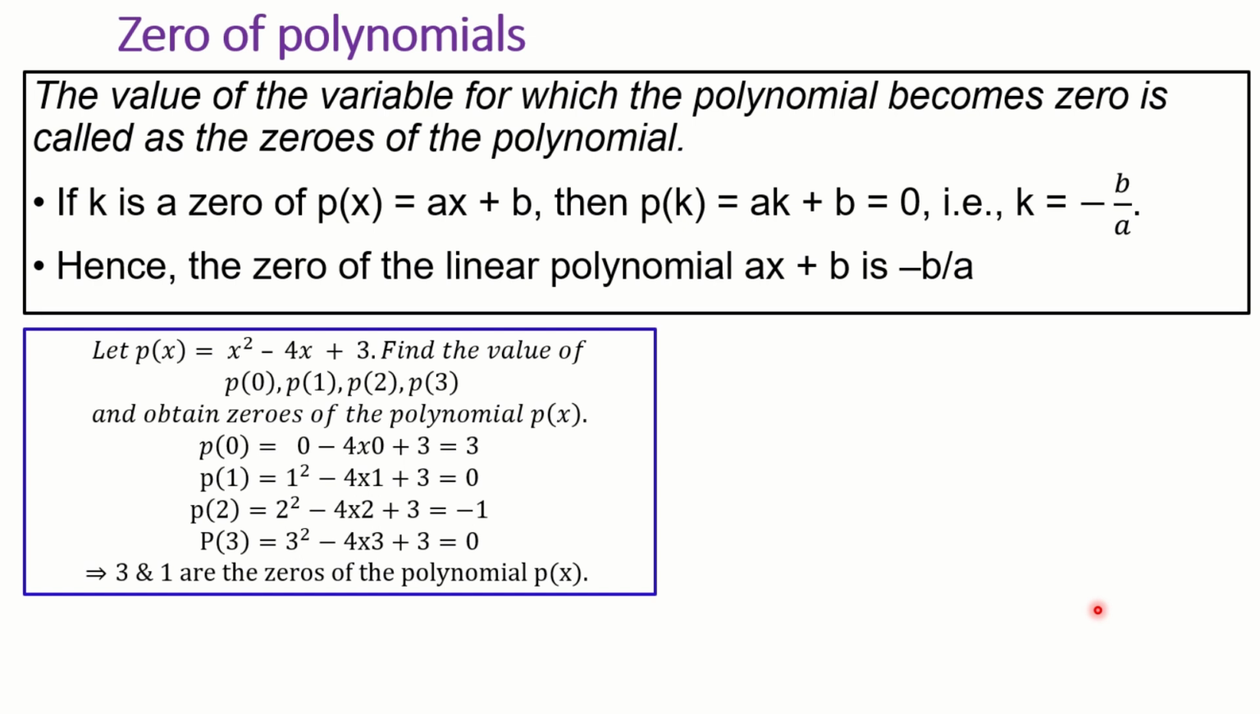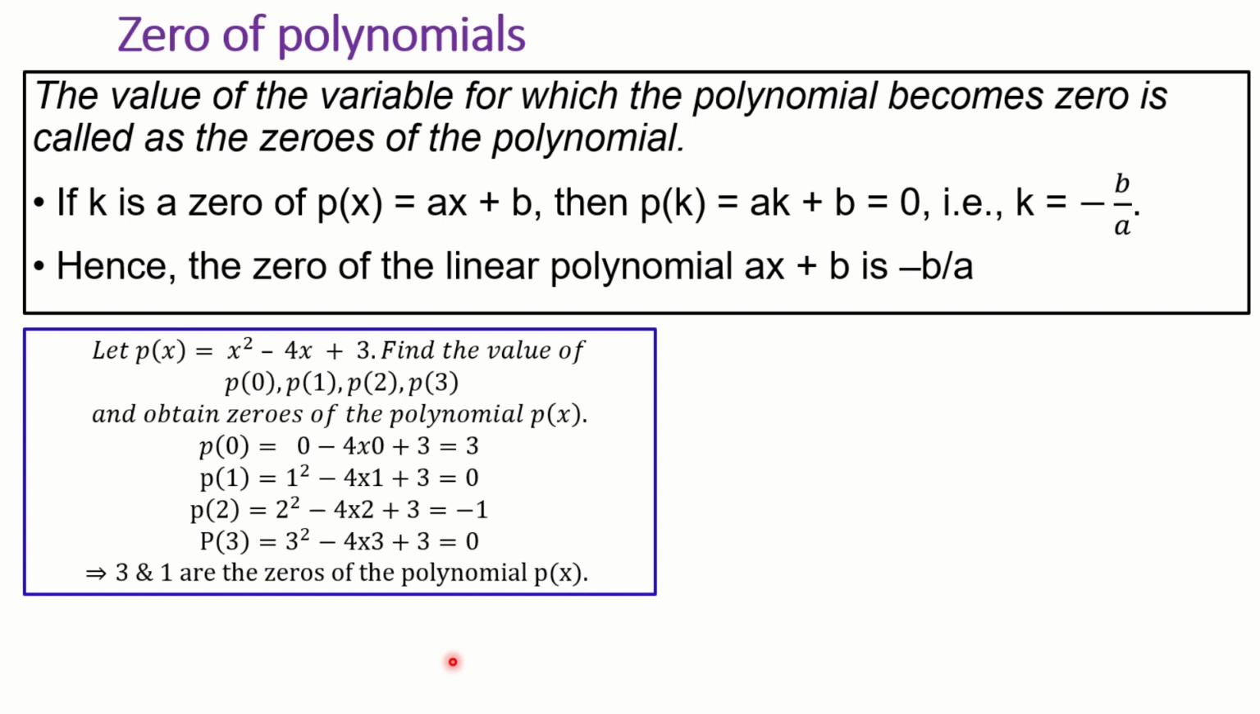Next. So it's a simple example here. There is a polynomial given, x square minus 4x plus 3. Find the value of p of 0, 1, 2, 3. We know how to substitute the values, how to evaluate the polynomial. So we find here p of 0, p of 1, p of 2, p of 3. And if you observe, p of 1 and p of 3 are both zeros. That means this polynomial has two zeros. That is, 3 and 1 are zeros of this polynomial p of x.